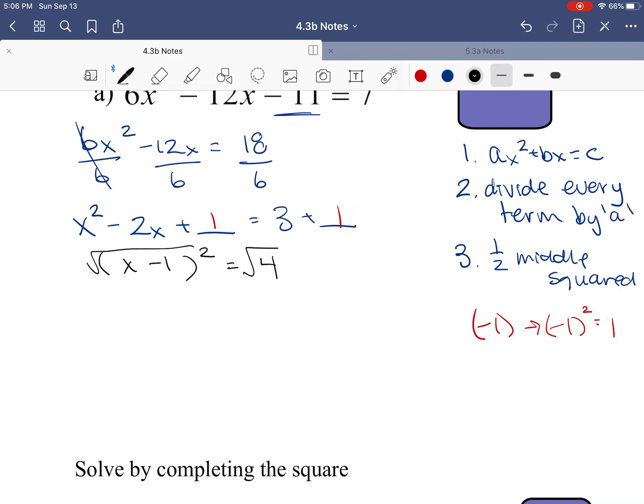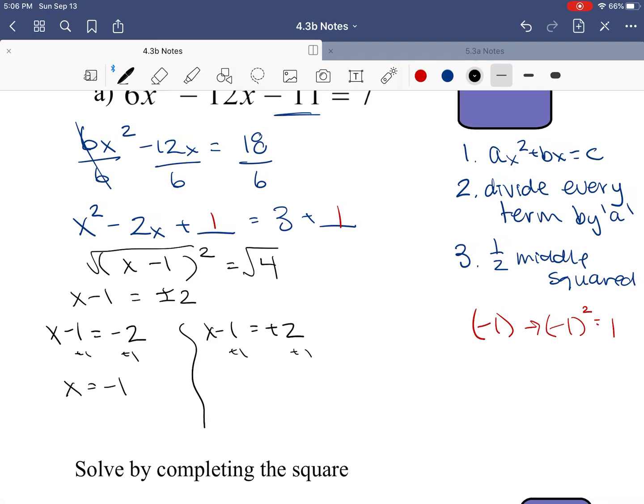And now we're just going to solve like regular. Square root: x minus 1 is equal to plus or minus 2, plus or minus because we put the square root in. Now split our pieces. X minus 1 is equal to -2, x minus 1 is equal to +2. Add 1 to both sides. X is equal to -1 and x is equal to 3. So that would be our solution set: -1, 3.